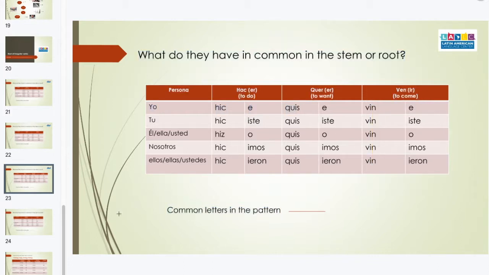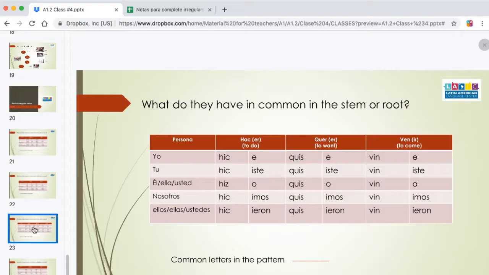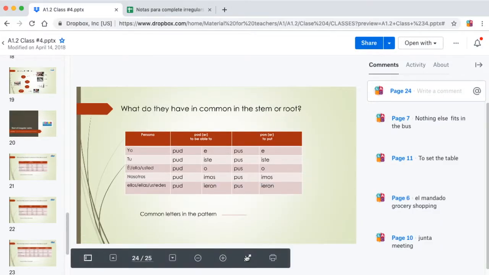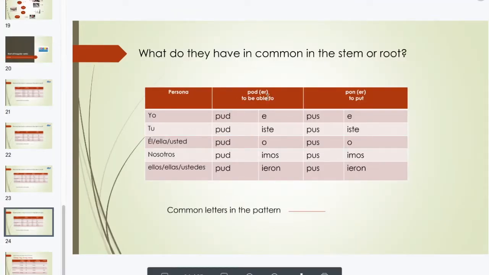Then I will help you how to use it in context. But let's get familiar with this, please. These are very important. So this one is poder, and poner means to put, just to put, not to put on, put. And then poder means to be able to.